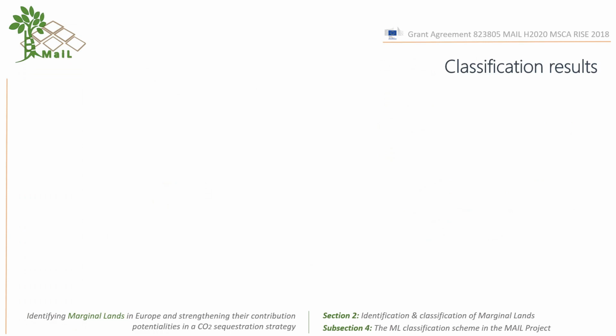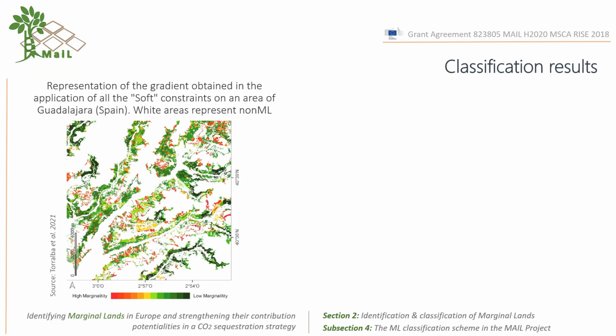Probably the most interesting option is to know the values that we have in each point. That is, to know what is the pixel value between 0.12 and 6.86, since the lower value means that the indicators have a very low score and consequently are the most marginal areas. The highest score is the lower marginality. In the figure you can see a representation of the gradient obtained in the application of all the soft constraints in Spain. In this case, the white color represents the non-marginal areas.